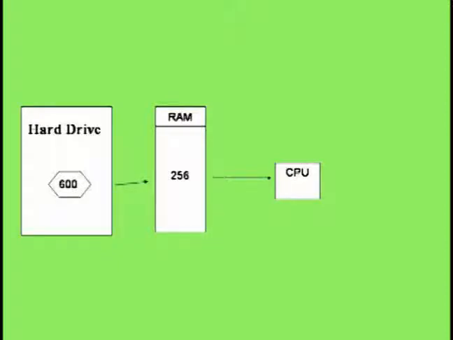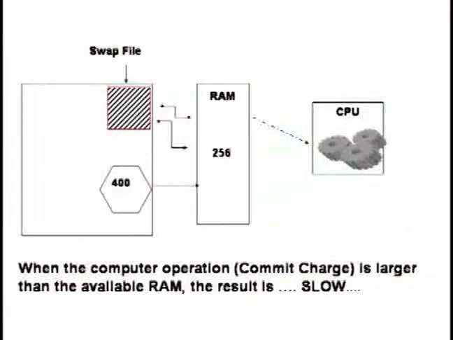The RAM is 256 megabytes in size, and the program being requested is 600 megabytes in size. The RAM room isn't big enough to house the program that is being requested. Because the RAM doesn't have enough room for the program, it creates virtual memory on the hard drive, or another name for it is a swap file.